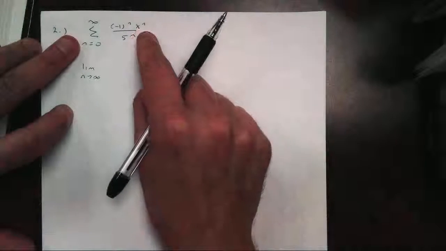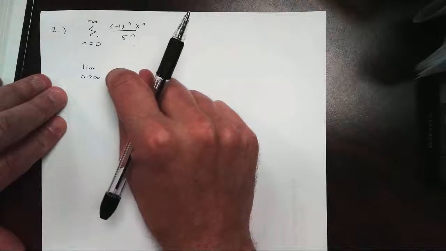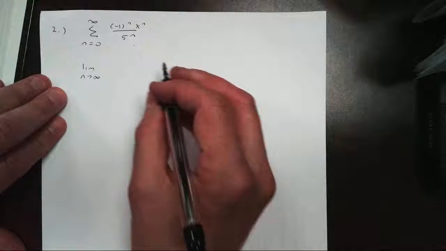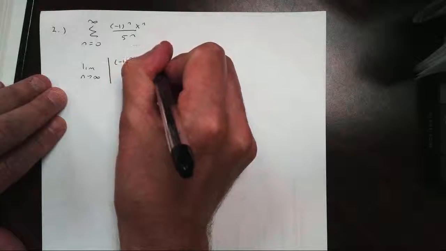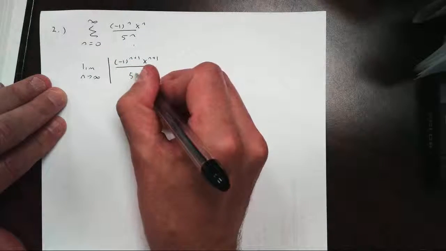So the problem is there are values for x that can prevent this from converging. So we have to find out what values of x will allow it to converge. So we use the ratio test, because the ratio test guarantees something will converge if that ratio is less than 1.